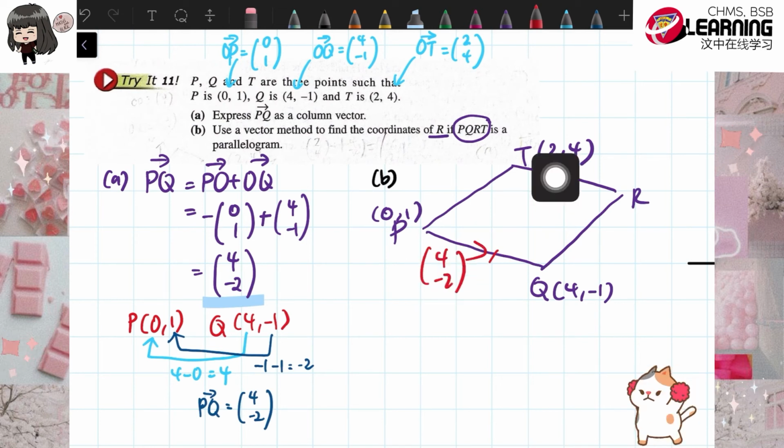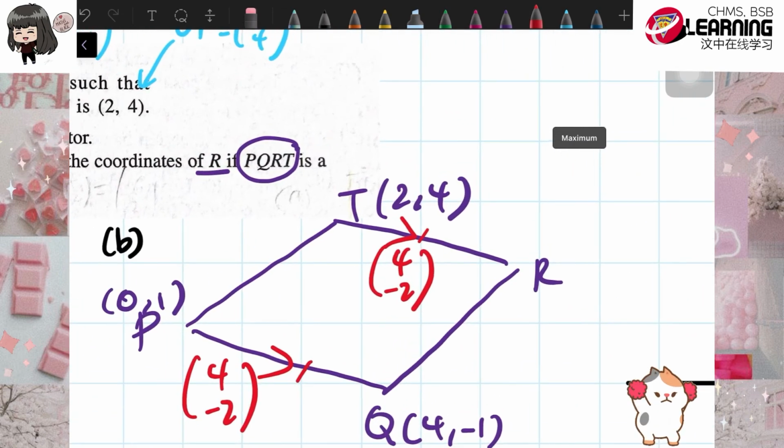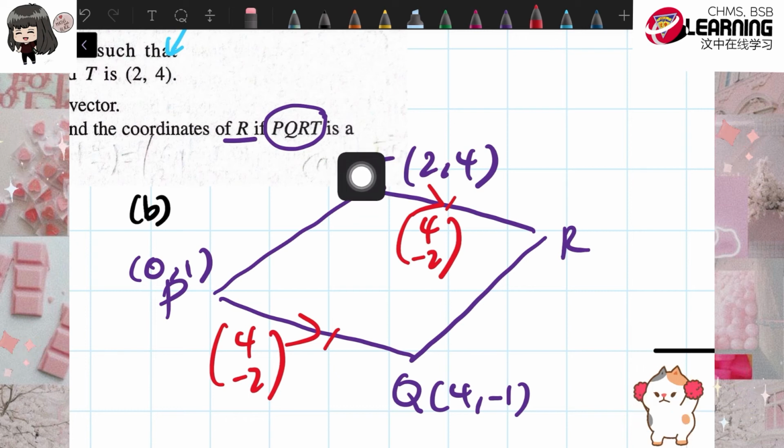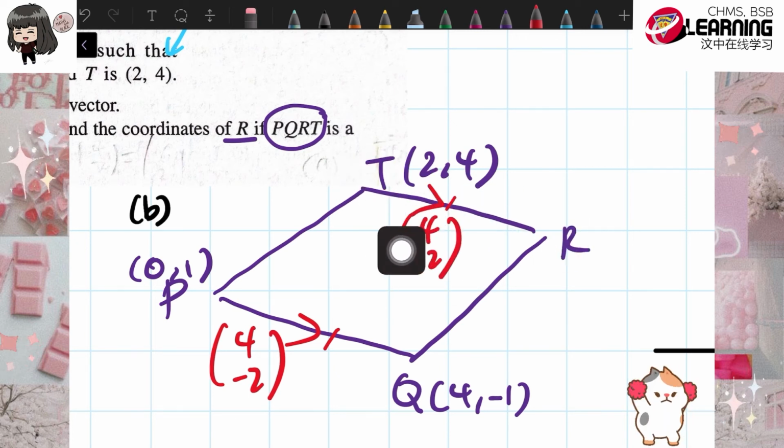If here is 4, negative 2, then here is also 4, negative 2. Okay, so if we are not using the vector method, this is the method that I'm going to teach you before I use the vector method. You know that 2, 4 is this coordinate. You want to go to R with a vector of 4, negative 2.